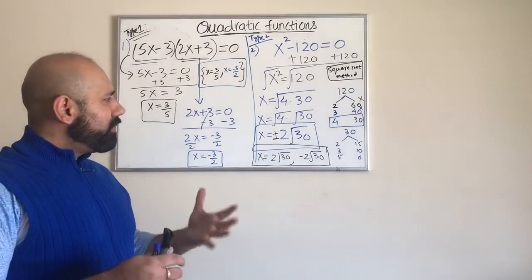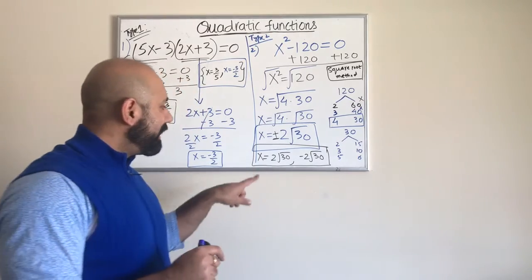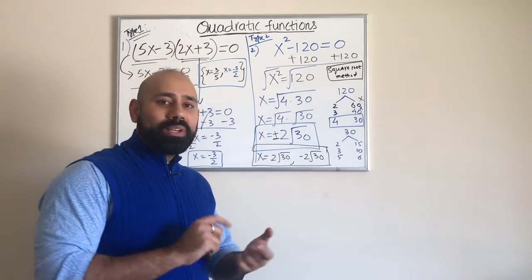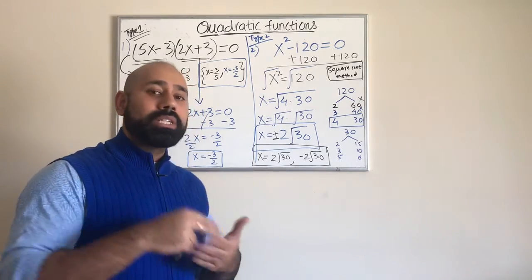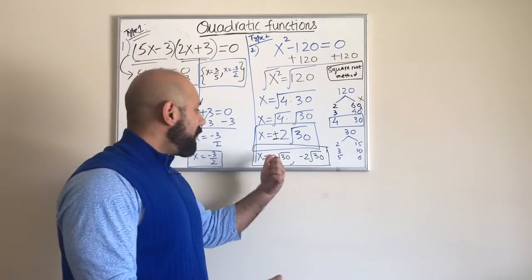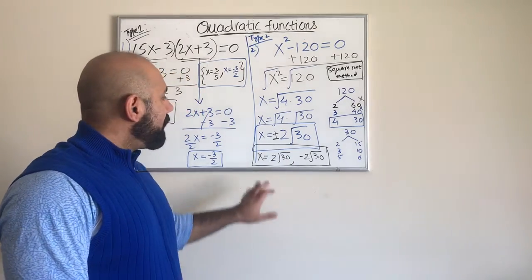Later, if you work on more of these types of problems, you will see that the radical solutions always occur as conjugates of each other. If one is positive, the other one is going to be negative. So keep that in mind as well.